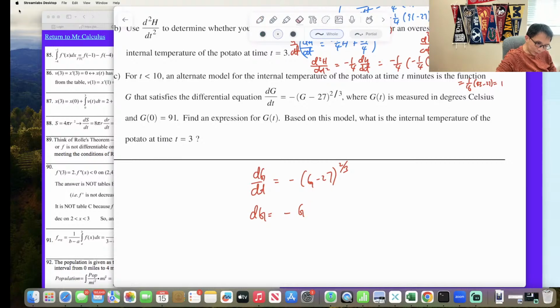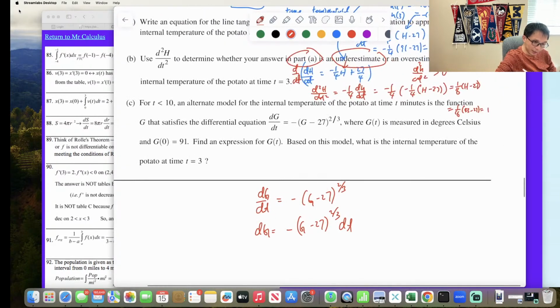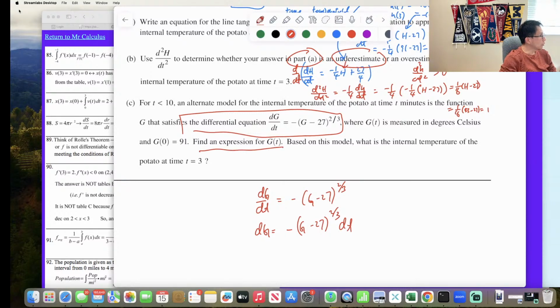Now, why do they do separation of variables? They never told you to do that, but they did. Because if you look here, they say there's a differential equation, and they ask, can you find the expression of g? What's the only way to find g? You have dg/dt, so you have to take an integral. Since dg over dt is not a function of g alone, you have to do separation of variables.